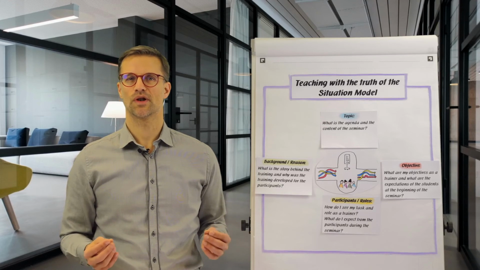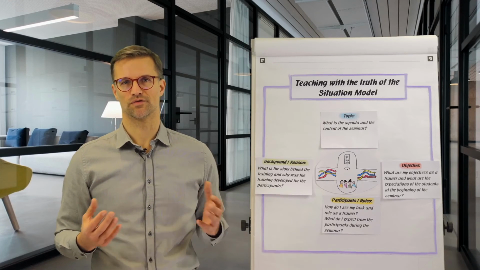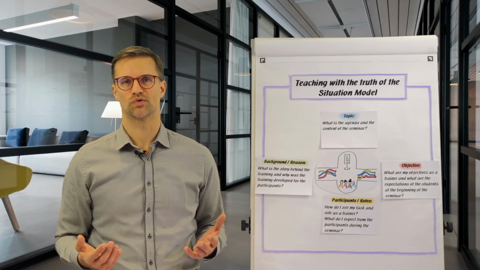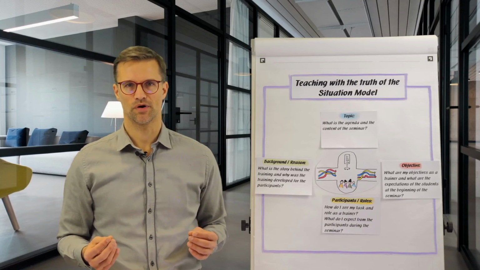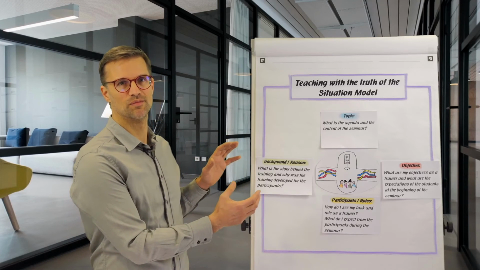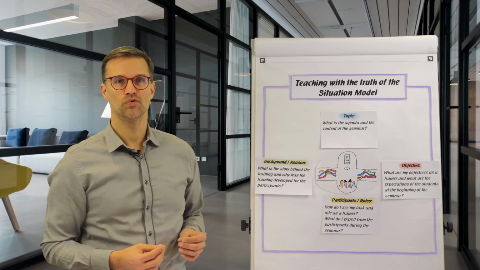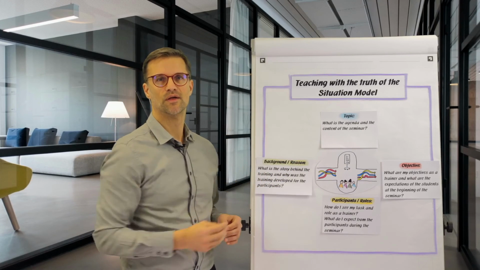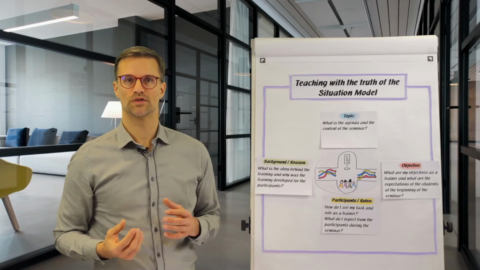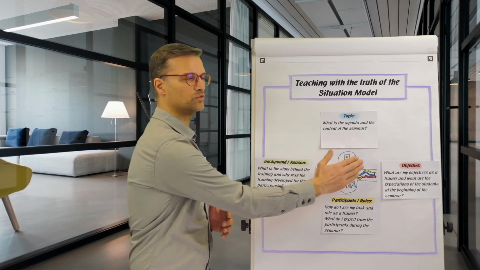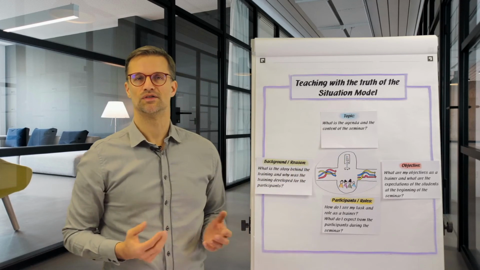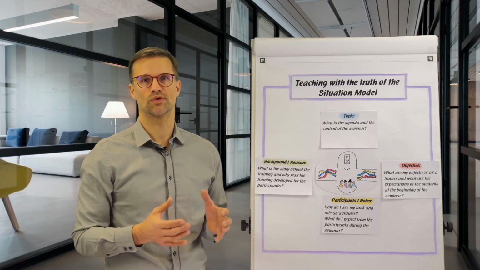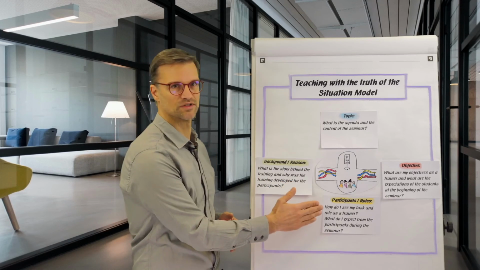In addition, I would like to point out, as you might have noticed already, this model is very closely related to the square of communication. Therefore, we have used the same colors. Blue represents the factual content, the topic of the seminar. Red represents the appeal or demand, which means the objective of the seminar. Yellow refers, of course, to the relationship side, defining the roles of the trainer and the participants.